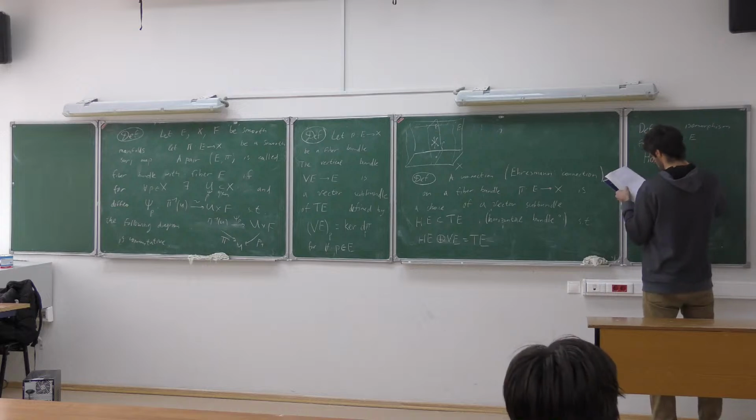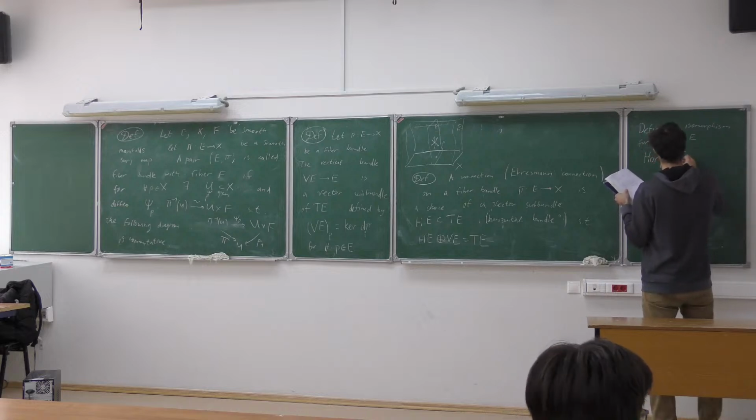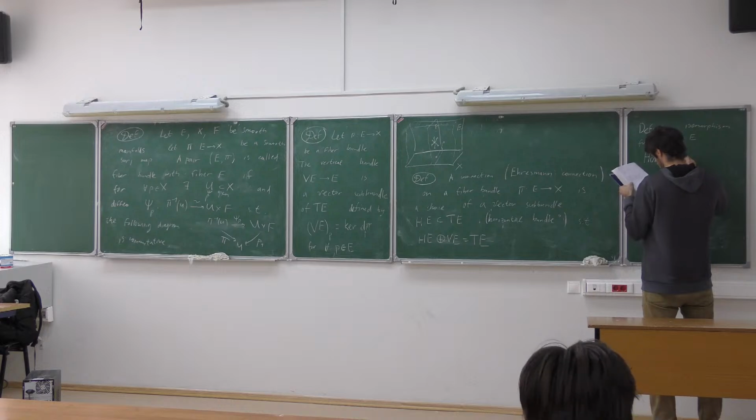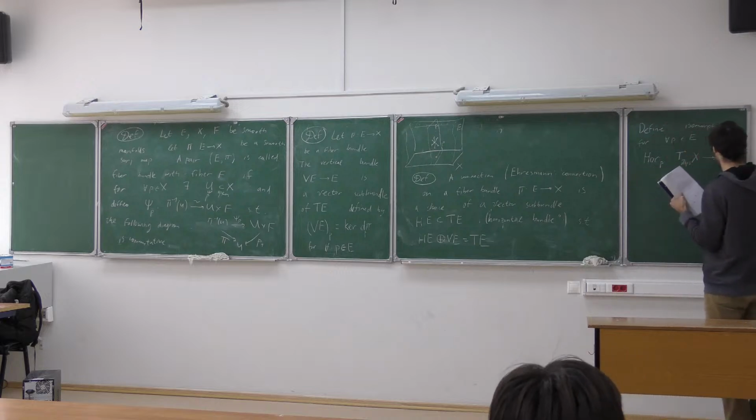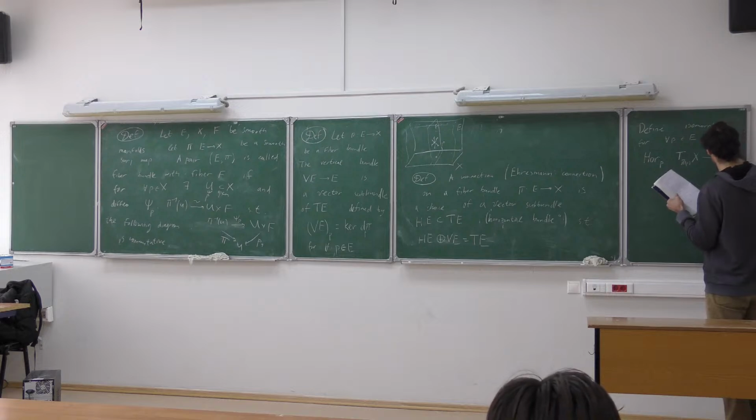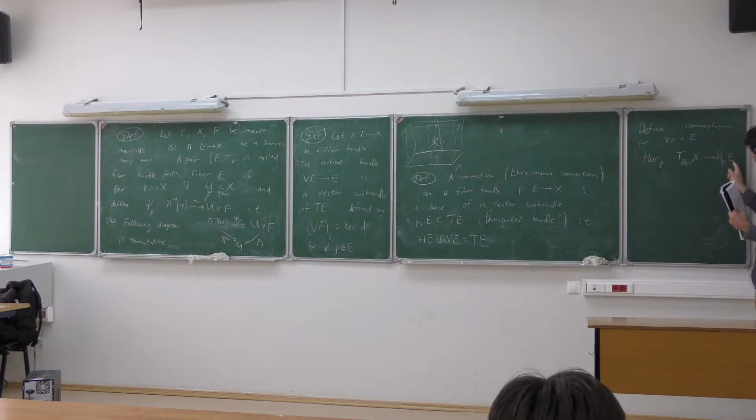So this is a map from where to where? From T_{pi(p)}X to T_pE. Well, actually, since I'm saying isomorphism, it should be H_pE. As for notation, I don't usually write a subscript for the fiber; I usually write parentheses and put p here, just to save some space.